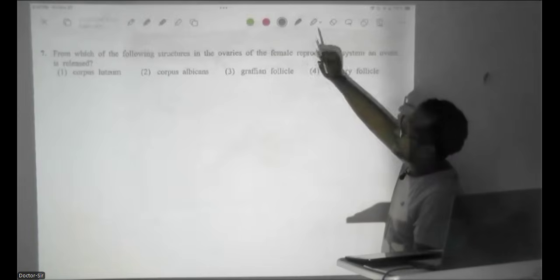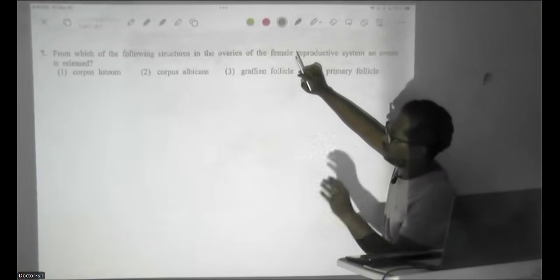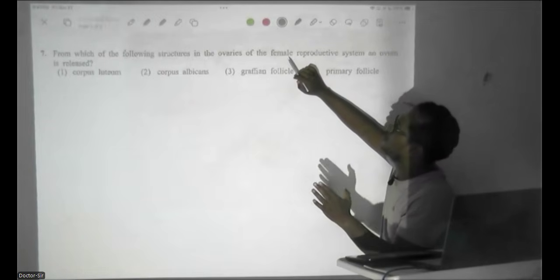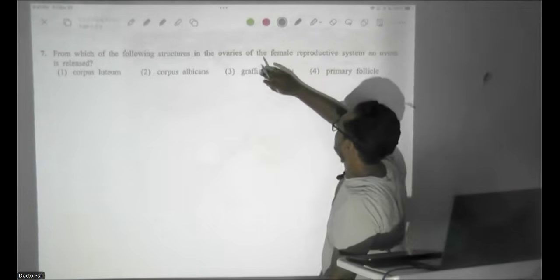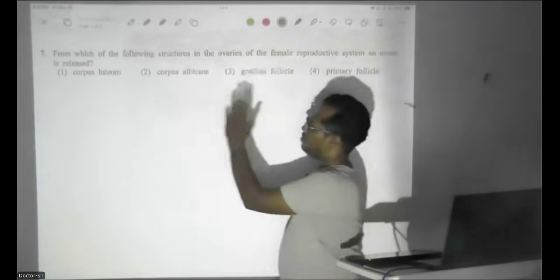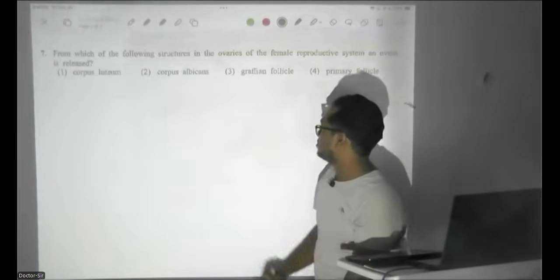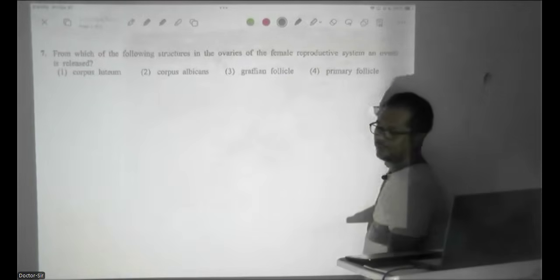From which of the following structures in the ovary of the female reproductive system is an ovum released? Okay, so they're asking about the ovaries, in the female reproductive system, from which an ovum is released. Number one, corpus luteum. Number two, corpus albicans. Number three, Graafian follicle. And number four, primary follicle.